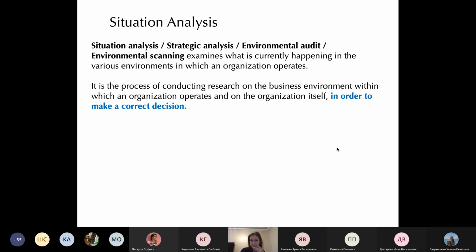We have various terms that describe the situation analysis. But it's important that situation analysis is always the ground for your further planned activities. Have you been doing situation analysis in other courses already?